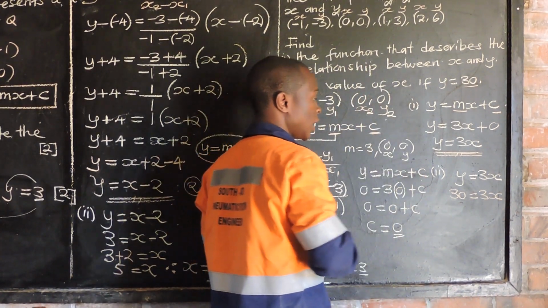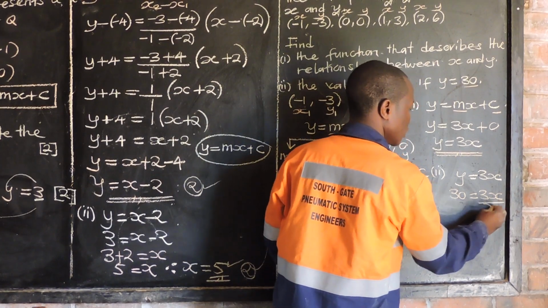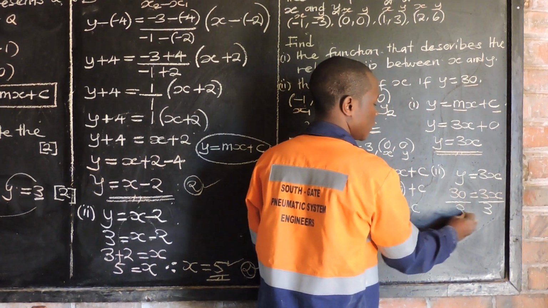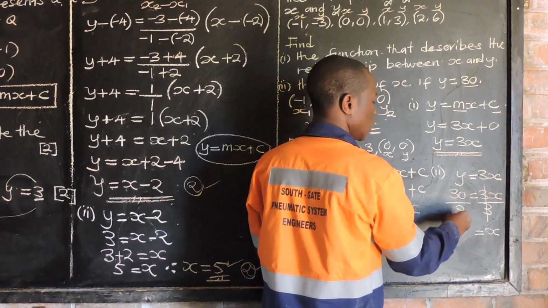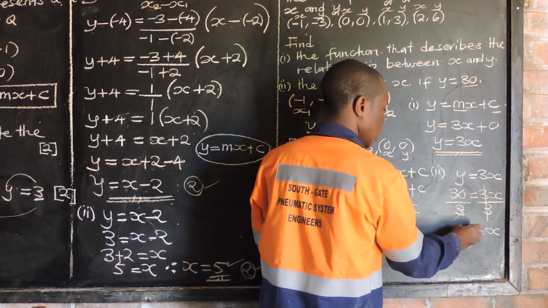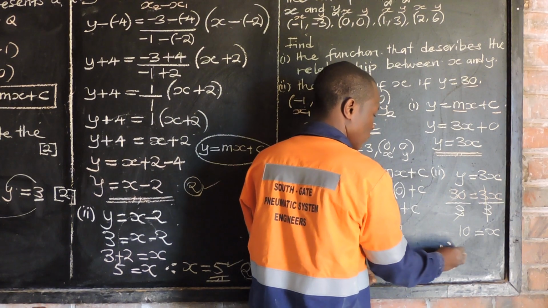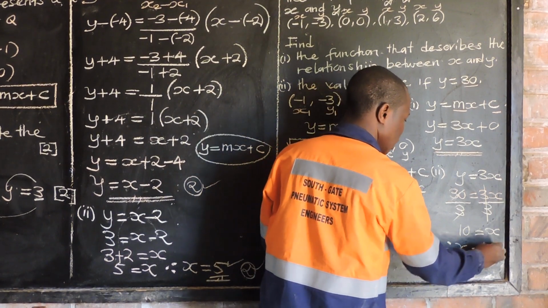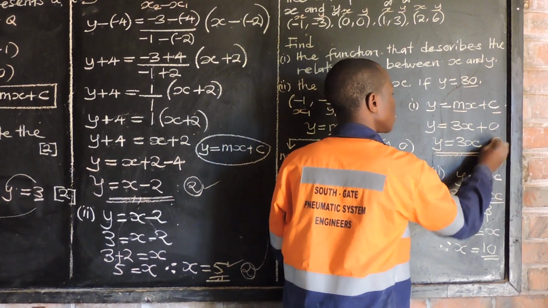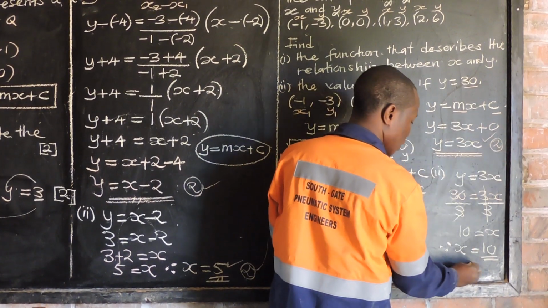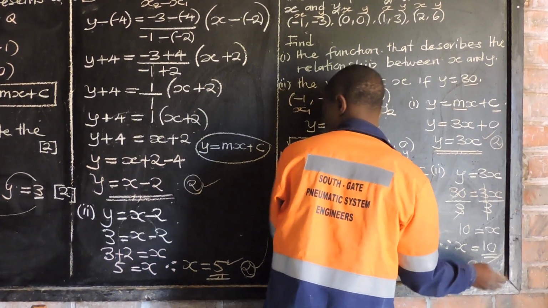For us to remain with x, divide both sides by 3. So these cancel, x is equal to 30 divided by 3, which is 10. Therefore, x is equal to 10. You get 2 marks for this one. As simple as that.